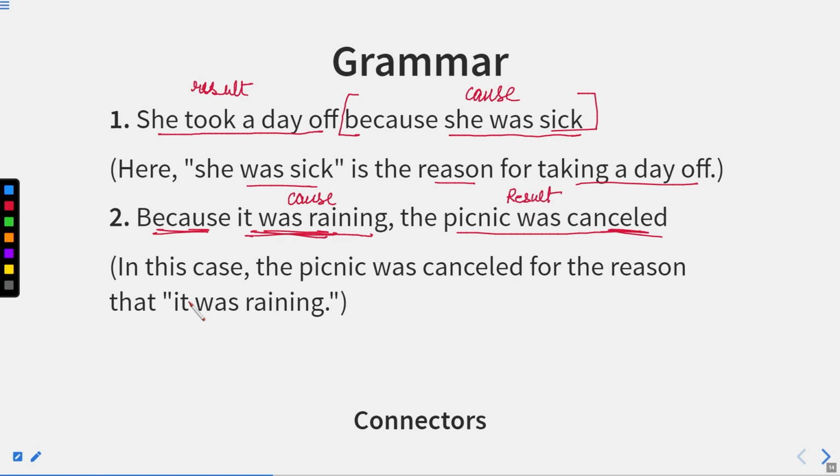So with the cause statement, we are using because, and the other part is the result. In this case, the picnic was cancelled for the reason that it was raining. So this is the cause or the reason due to which the picnic was cancelled. Now let us move to the next one.